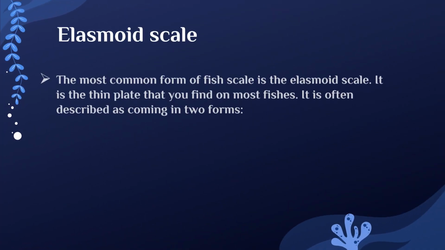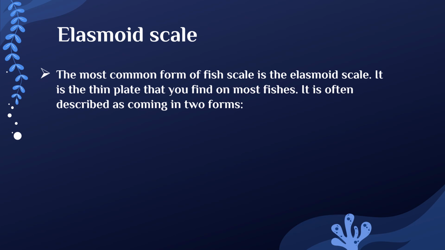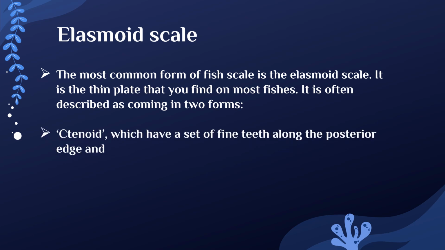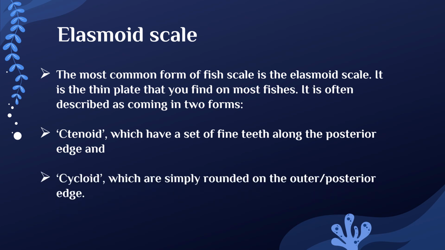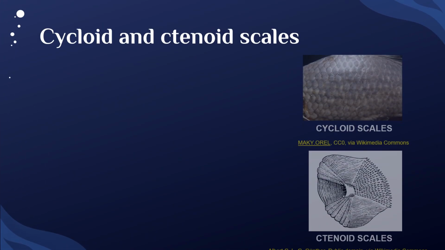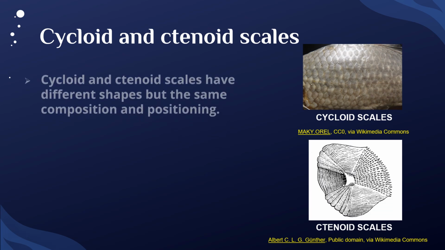Elasmoid scales are the most common form of fish scale, a thin plate that you find on most fishes. It is often described as seen in 2 forms. One is ctenoid scales, which have a set of fine teeth along the posterior edge. The other is called cycloid scales, which are simply rounded on the outer posterior. Let's see what these cycloid and ctenoid scales are.